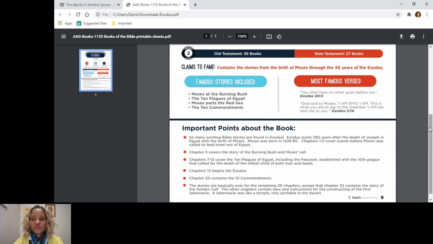And then in Exodus chapter 3, verse 14, God said to Moses, and this is right after Moses is at the burning bush. I think this is at the burning bush. I could stand corrected. You can check me. He says, "I am who I am. This is what you are to say to the Israelites: I am has sent me to you."